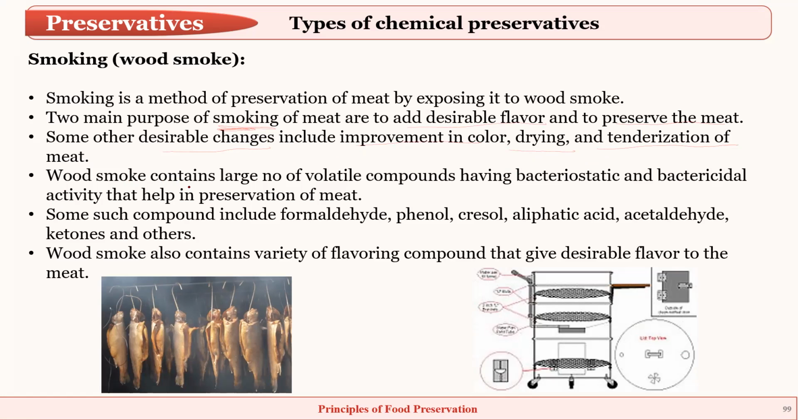Okay, so wood smoke basically contains a large number of volatile compounds, and these volatile compounds are bacteriostatic and bactericidal in nature, and because of that they help in preservation of meat. Okay, what are those bacteriostatic compounds? For example, formaldehyde, phenol, cresol, aliphatic acid, acetaldehyde, and ketones and other compounds are bacteriostatic in nature. So wood smoke contains a variety of these compounds which are flavoring compounds, and that gives rise to a desirable flavor to meat.